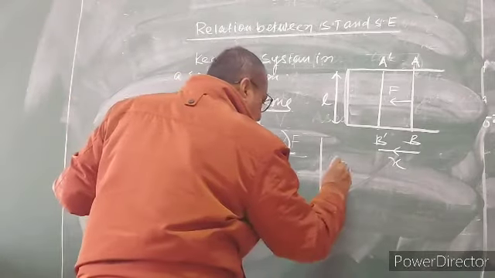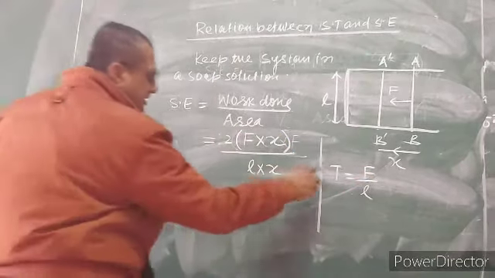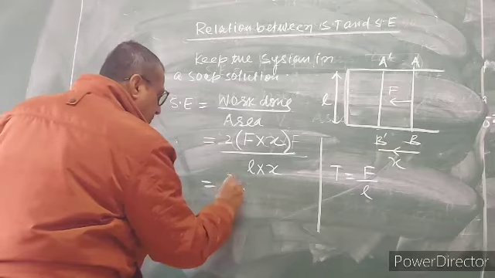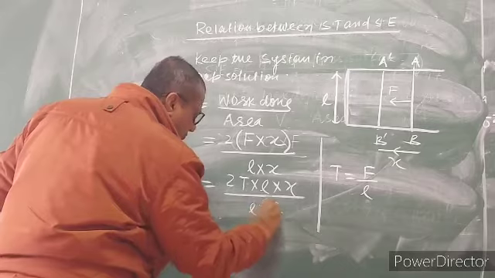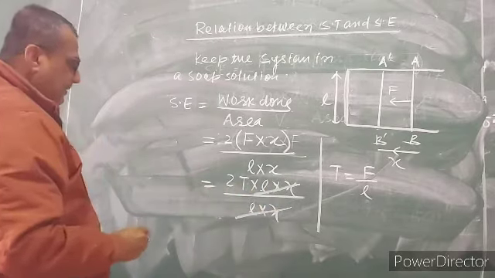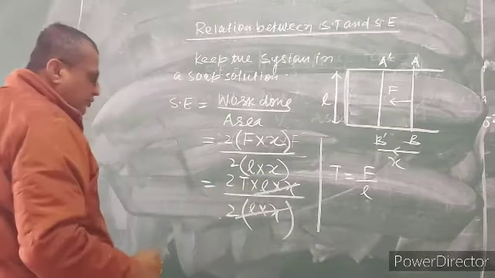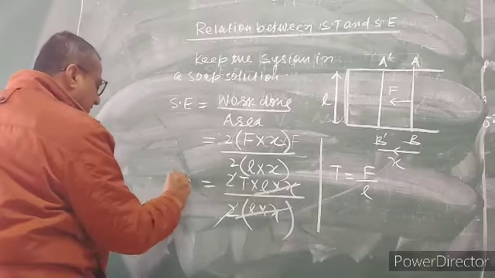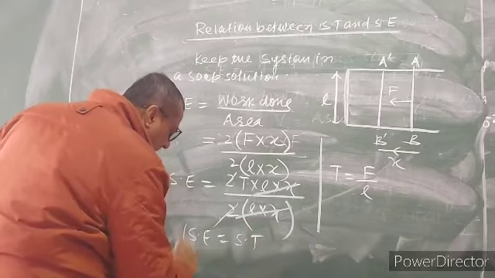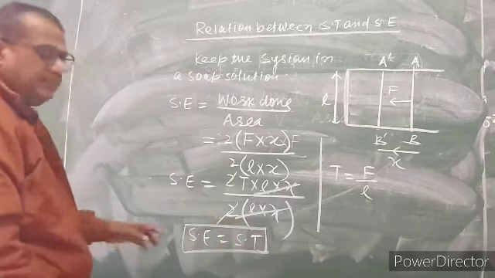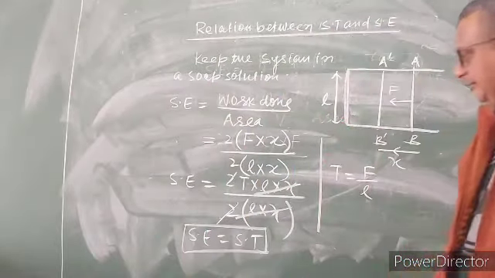We know surface tension is equal to force by length, so force is equal to T into L. So this will be T into L into X divided by L into X, multiplied by 2 for the double layer. The L and X will be cancelled, then T will be cancelled. Then surface energy is equal to surface tension. So mathematically both are the same, but by nature both are different. The way of calculating is different, but mathematically both are the same.